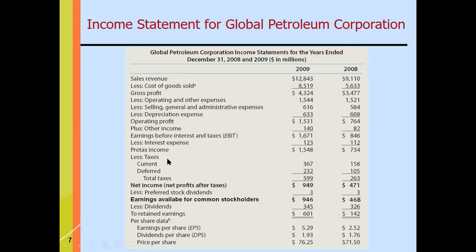If we add other income, we get the earnings before interest and taxes, or EBIT. If we deduct further the interest expense, that's the pre-tax income. So this is the earnings before taxes, EBT. Then less taxes, which could be current or deferred, total taxes. So we have net income, the net profits, which is after taxes. And then if we deduct the preferred stock dividends, we get the earnings available for common stockholders.